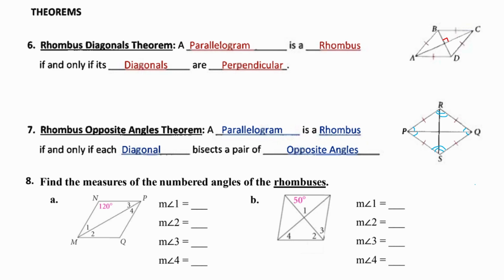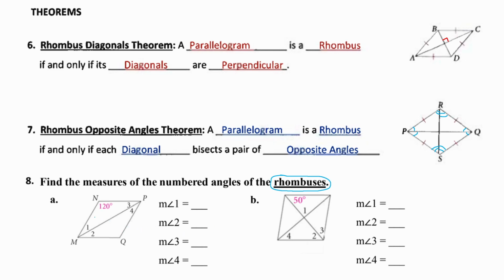For part 8, I will do part A, and then I will have you try part B and give you some time to work on that before resuming the video. For number 8, it wants us to find the measures of the numbered angles of the rhombuses. Now it's important that we know that these are in fact rhombuses, or sometimes called rhombi for the plural.